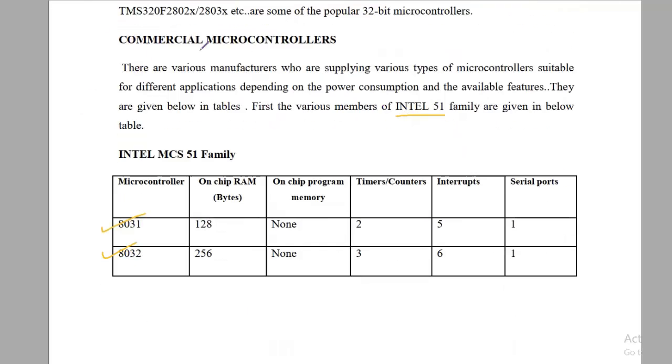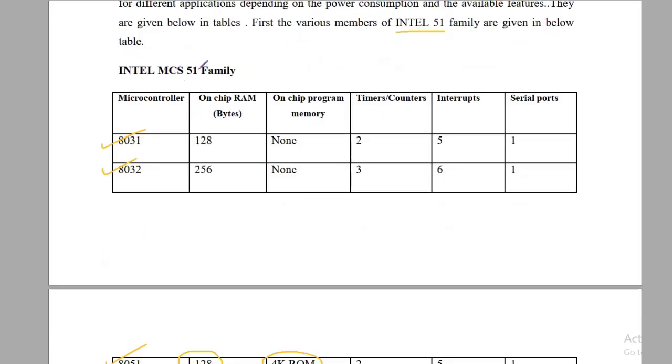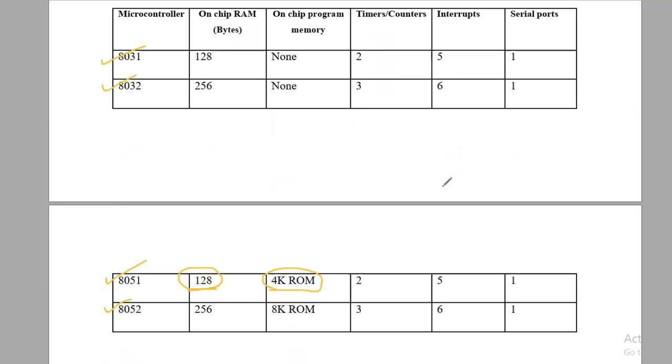Now we will talk about the commercial microcontrollers. The commercial ones are the family of Intel 51. The Intel 51 family contains the 8031, which has 128 bytes of RAM but does not have program memory. It has two timers, five interrupts, and one serial port. Next is the 8032, which has 256 bytes of RAM. It does not have program memory, and it has three timers, six interrupts, and one serial port.